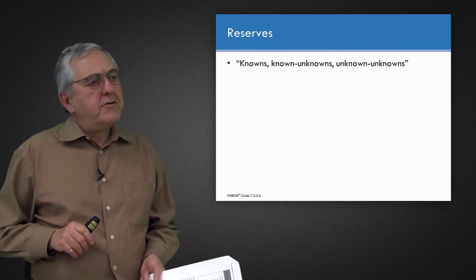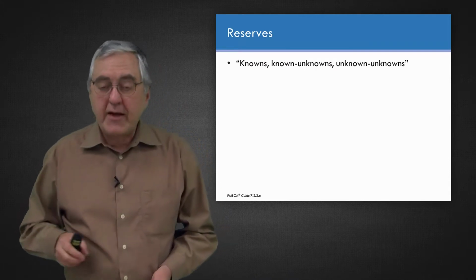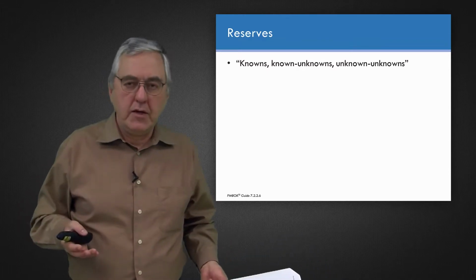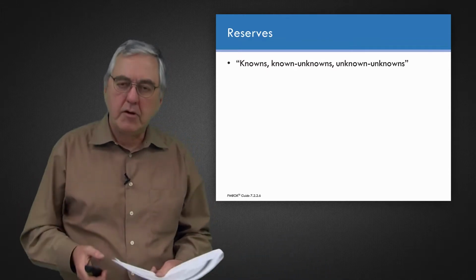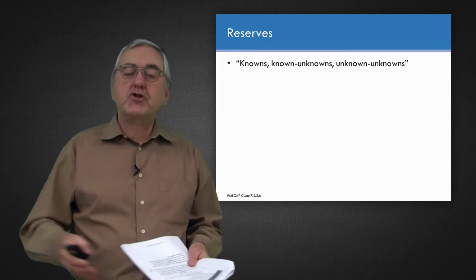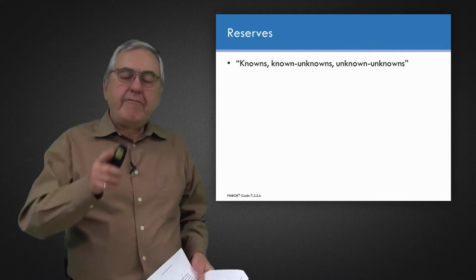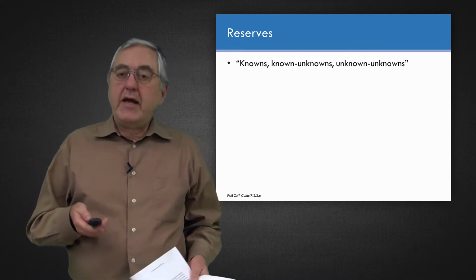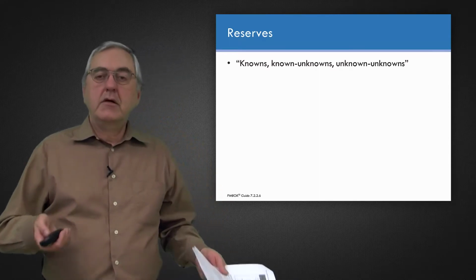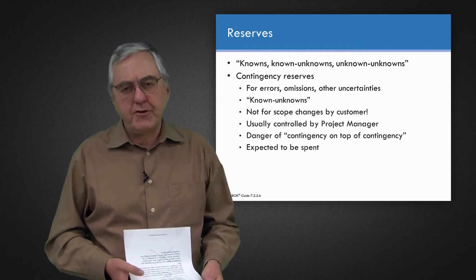Now, there's also potential uncertainties or surprises that could not have been imagined. And those are unknown unknowns. It would not be reasonable for you to think of some risks that might happen because they're so unusual. A good place for a further discussion of known unknowns and unknown unknowns is within the project risk management knowledge area. Let's move on. So we have contingency reserves.